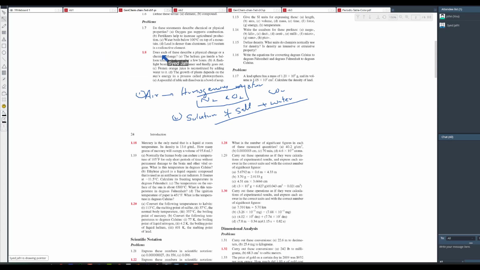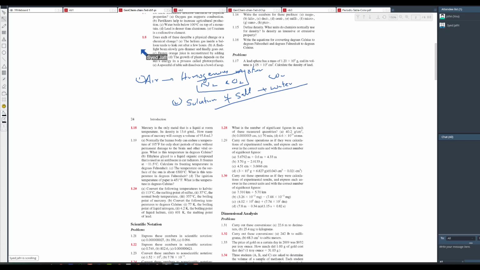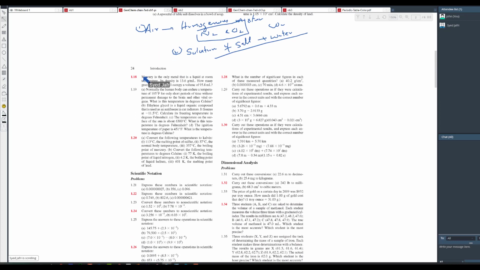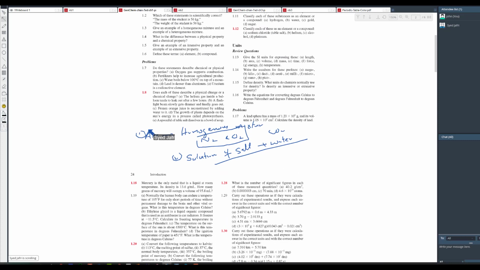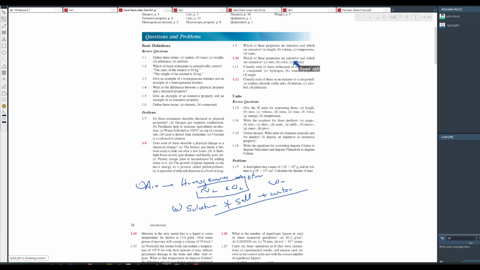Got it. 1.9. It says which of these properties are intensive and which are extensive. Now remember, an extensive property depends on the quantity, and an intensive property is independent of the quantity. If you make it half and the value also changes, it is an extensive property.